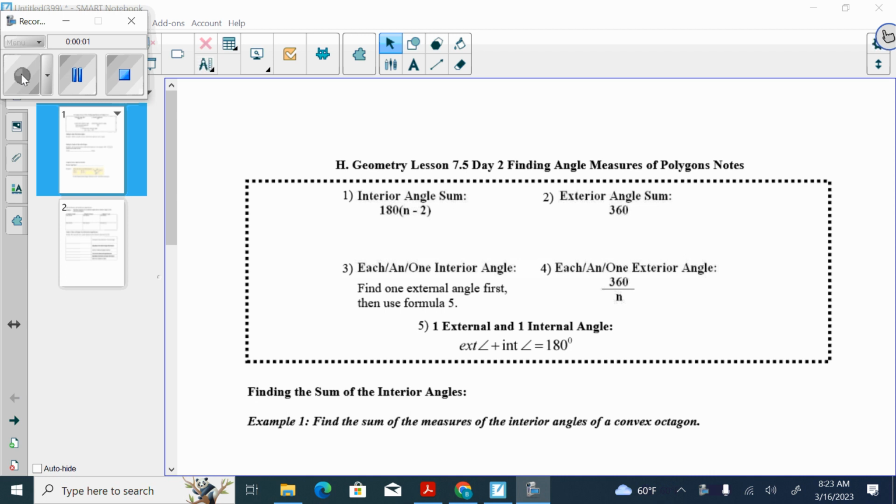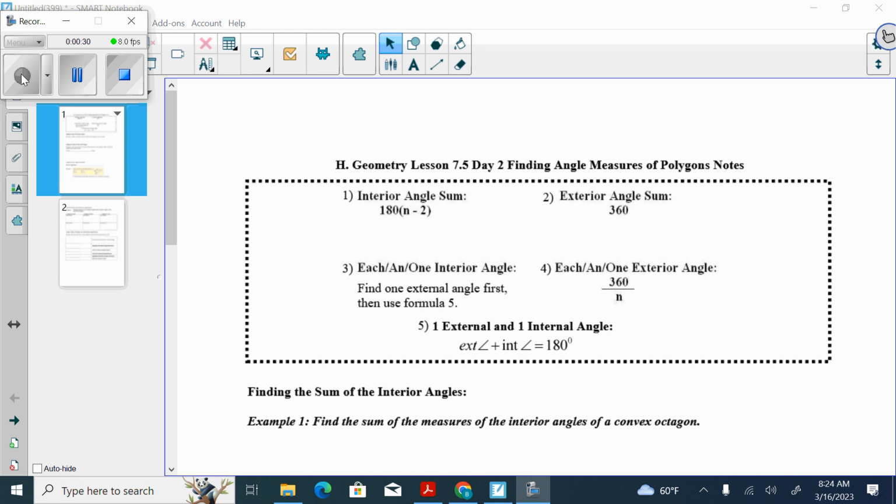Continuing on with those two rules that we learned in yesterday's activities about interior and exterior sum in our polygons' angles. Just a reminder of the two ideas that we came up with yesterday. First is that the interior angle sum for any polygon can be found using 180 times n minus 2, where n is the number of sides, right? And then we said exterior sum always will be 360.